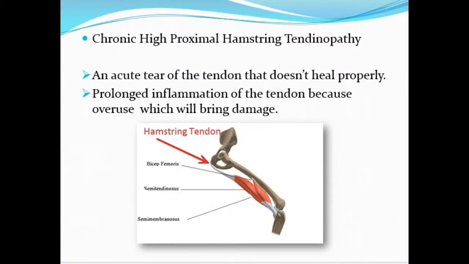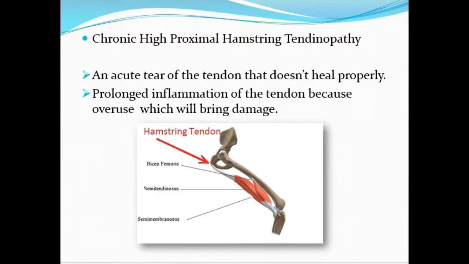Okay, so now this is the third common hamstring injury, that is called chronic high proximal hamstring tendinopathy. Chronic tendinopathy may be triggered from an acute tear of the tendon that doesn't heal properly. It is because of prolonged inflammation of the tendon, known as tendinitis. It can trigger eventual degeneration of the hamstring. This brings damage to the tendon.